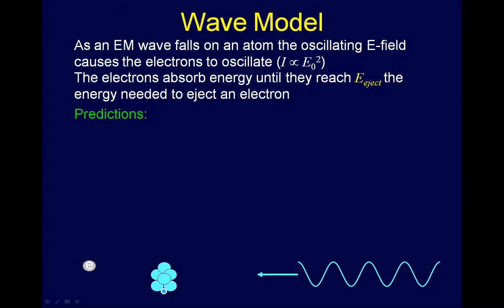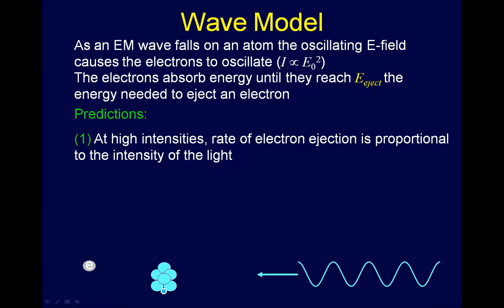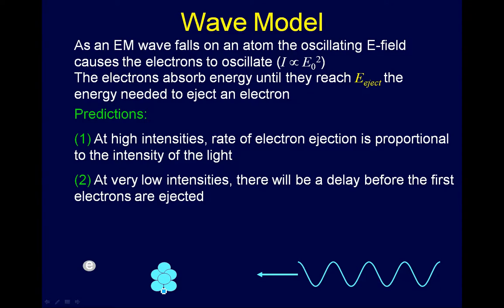So the predictions of the wave model: first, at high intensities, so if you're giving a lot of energy per area per second, the rate of electron ejection should be proportional to the intensity of light. If you add more energy per second per area, you should have more electrons coming out, which hopefully makes sense from this wave model. The other thing is at very low intensities, if you don't have very much energy coming to that area per time, there should be a delay before the first electrons are ejected.